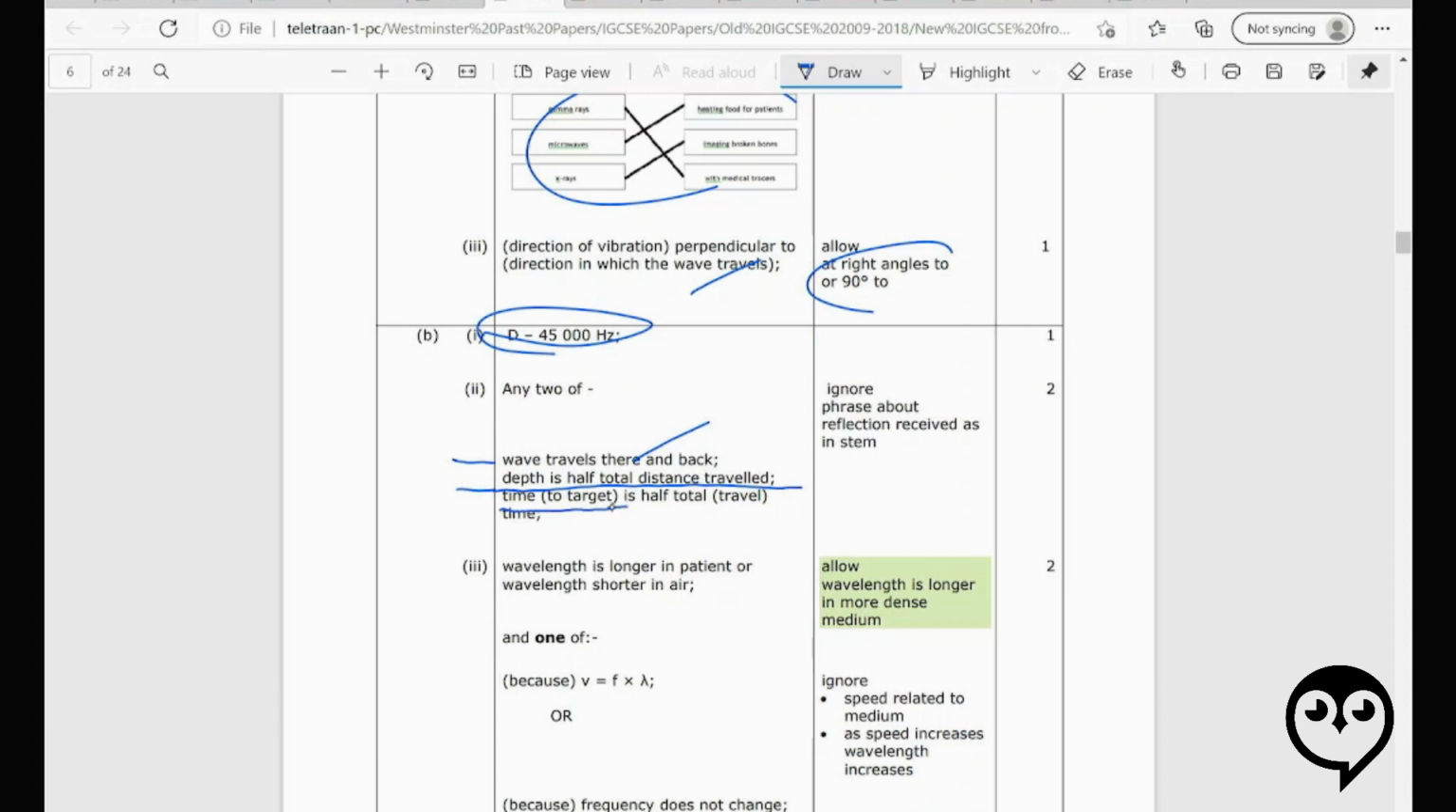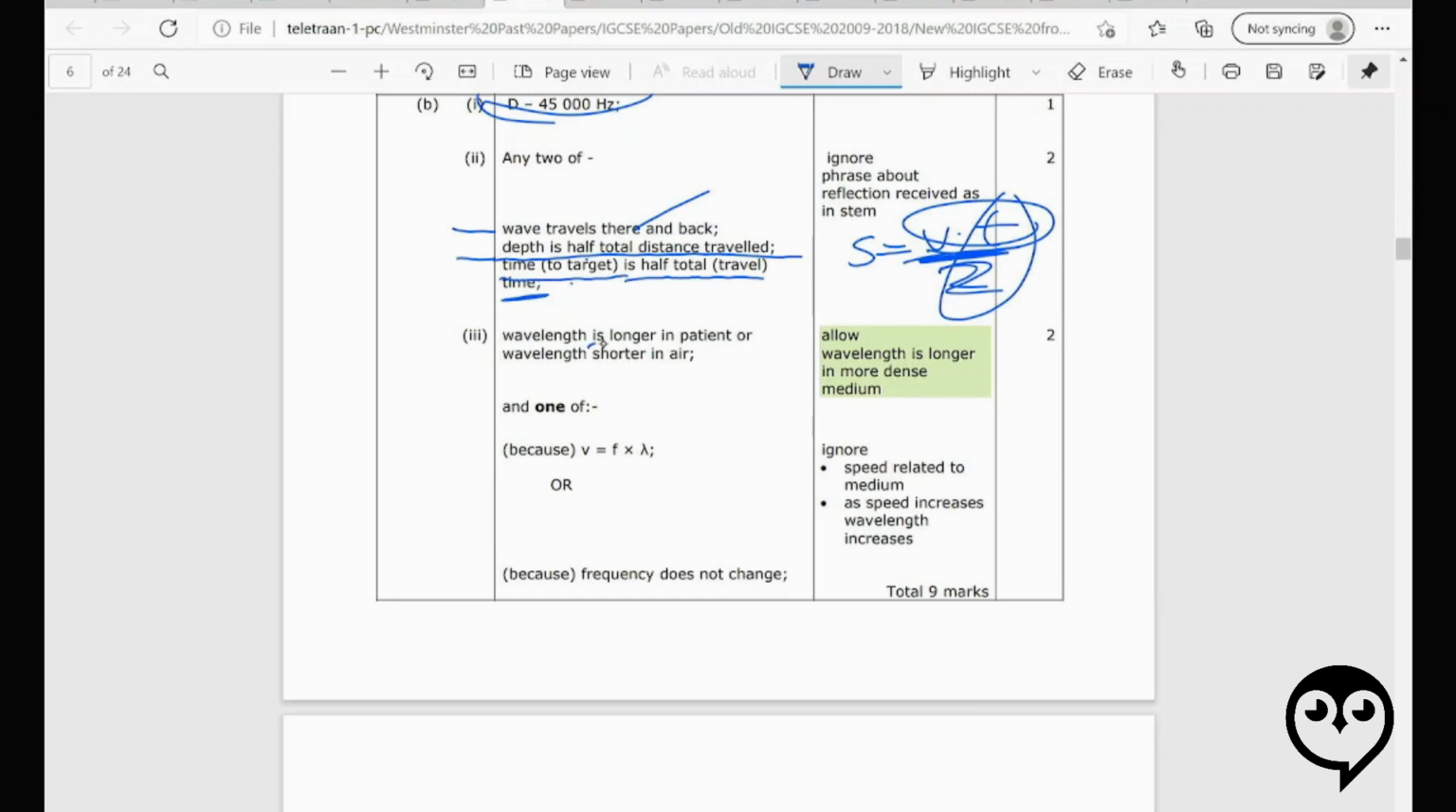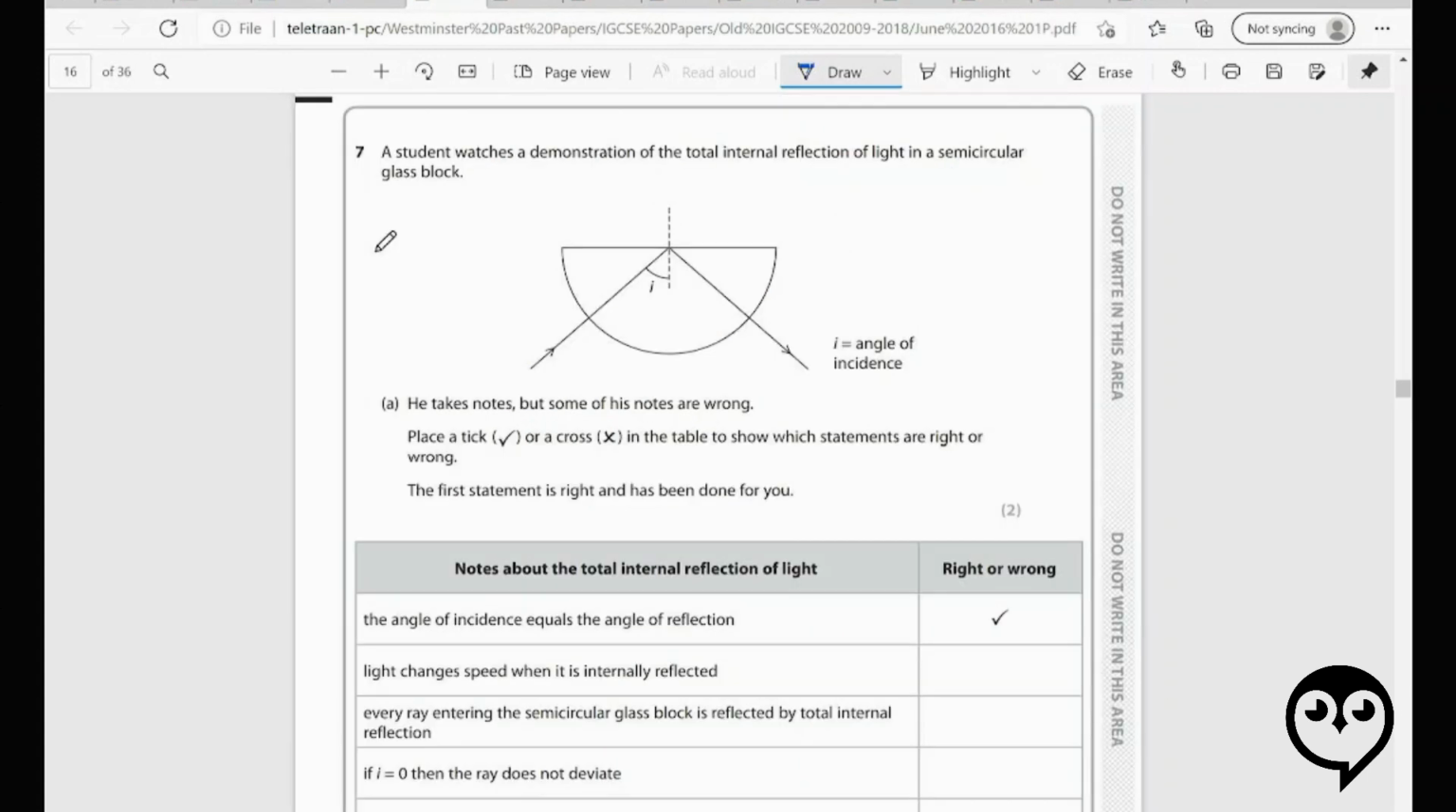The time to the target is half the total time. With this equation, either you're taking half the time, okay, or you're finding the distance and then halving it because the depth is only half that total distance. Something along those lines, okay? And the wavelength is longer in the patient or shorter in the air. Why? Because of this, okay? And we said frequency does not change. So one of these two plus that it's going to be shorter. Some sort of reason. Number 7 from the same paper.